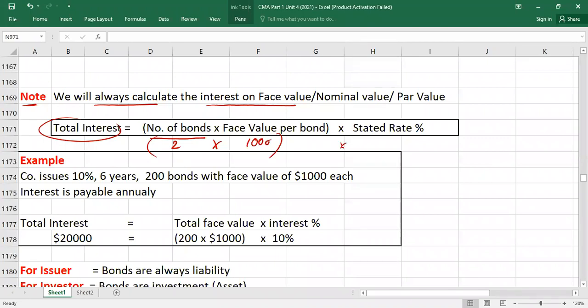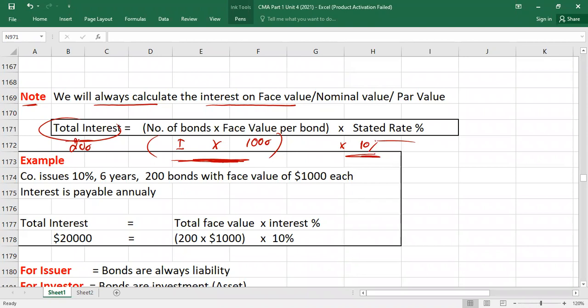Then you multiply this total face value with the stated rate, which is mentioned on the bond. For example, the stated rate is 10%. So 2,000 times 10% gives you $200 as the interest. Guys, please also note, if you want to calculate interest on one bond, just change the number here. The number of bonds becomes 1, times the face value per bond. This gives you the face value for one bond, and you multiply by the stated rate, so you again get the interest.